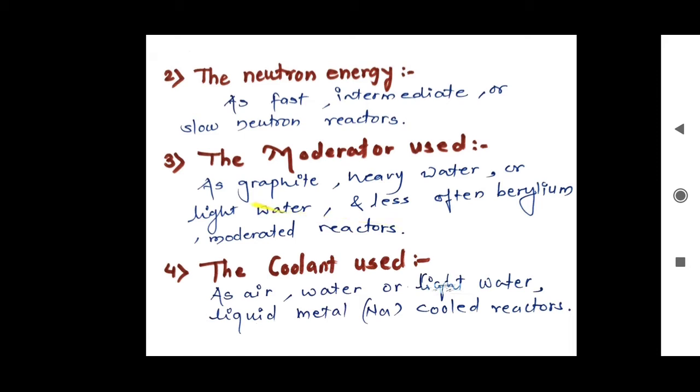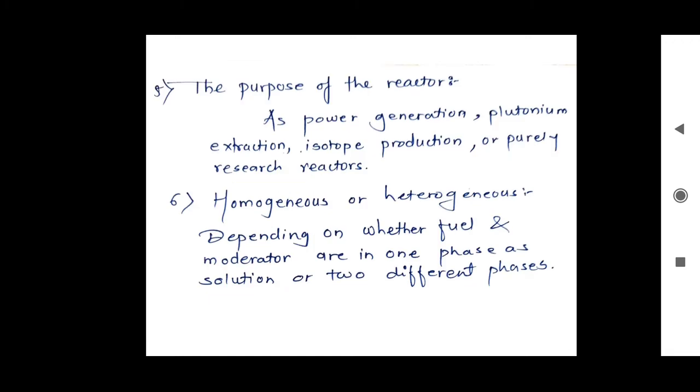We will see the next point. Based on the purpose of the reactor, the reactors are classified. As we know, reactors are used for power generation. There is a very low abundance of uranium-235 as a fuel, so we have to find a substitute for it. We have to prepare plutonium, which can also be used as a nuclear fuel. So plutonium extraction is also one purpose of the nuclear reactor. Then we have to produce different isotopes, so isotope production is another purpose. They are not purely research reactors. Depending on these purposes, the reactors are classified.